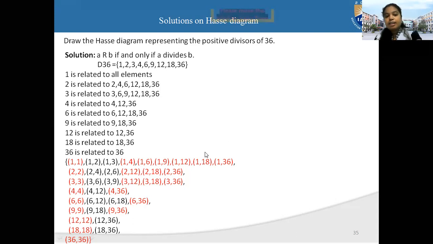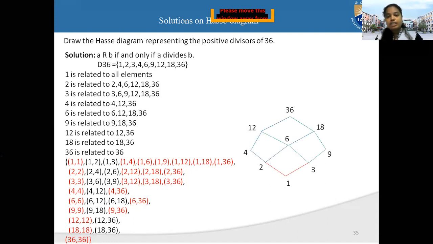So there might be a relation. Just you have to observe 1, 2, 3. There might be a relation 1 comma 2 and 1 comma 3. Okay, just first you have to draw 1 comma 2 and 1 comma 3. Next, there might be a relation 2 comma 4 and 2 comma 6, 3 comma 4 and 3 comma 6. Just you have to observe whether all are present or not.